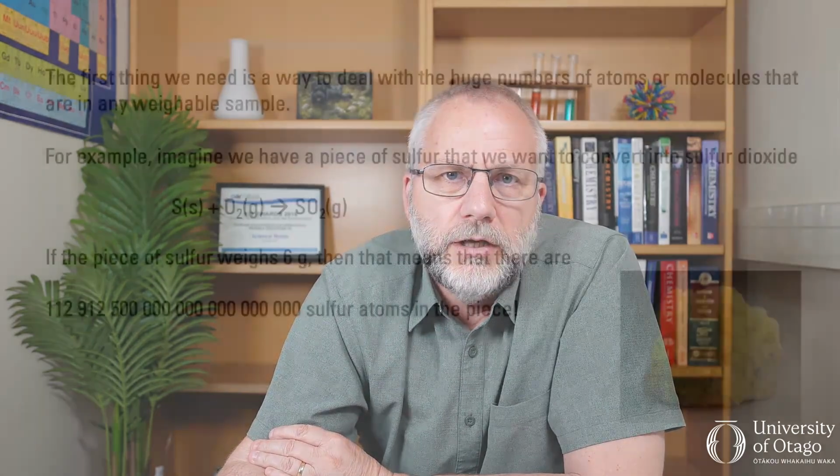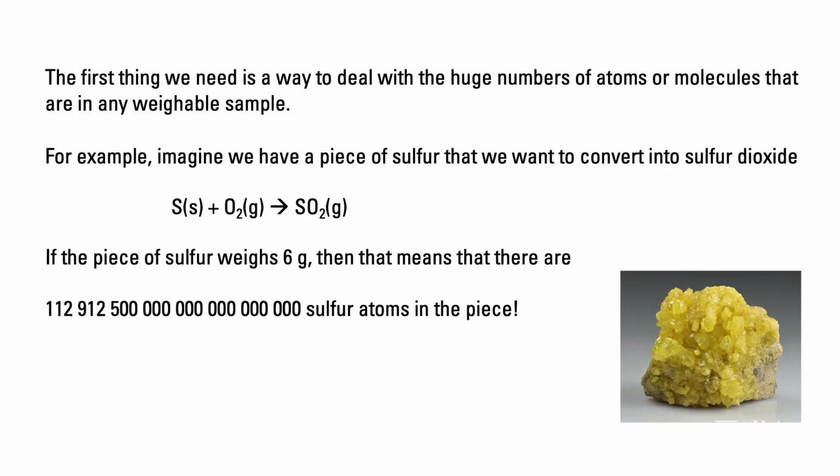Let's imagine we wanted to make some sulfur dioxide, which seems a bit strange because it's not very nice stuff, but let's imagine we wanted to, and we're going to do it by taking some elemental sulfur, a yellow sort of mineral, crystalline looking stuff, and burning that in oxygen. And let's imagine that we started with a piece of sulfur that weighed 6 grams.